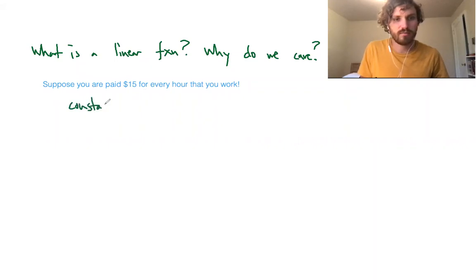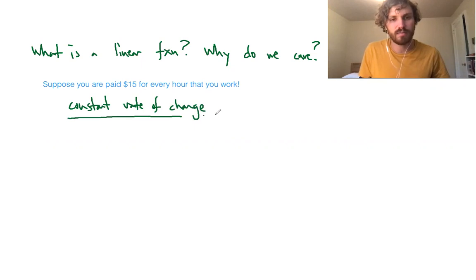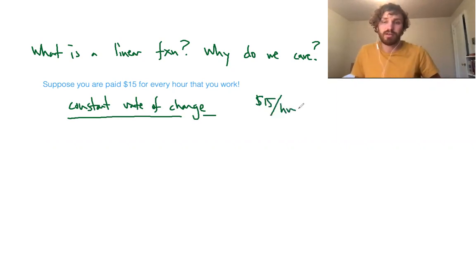Constant rate of change. And that is really the most important thing about linear functions. They have a constant rate of change. And so in this case, it would be $15 per hour. That's how much you're getting paid to do that hourly work.